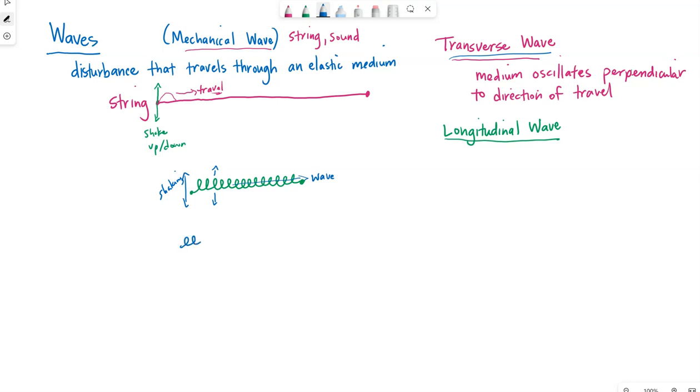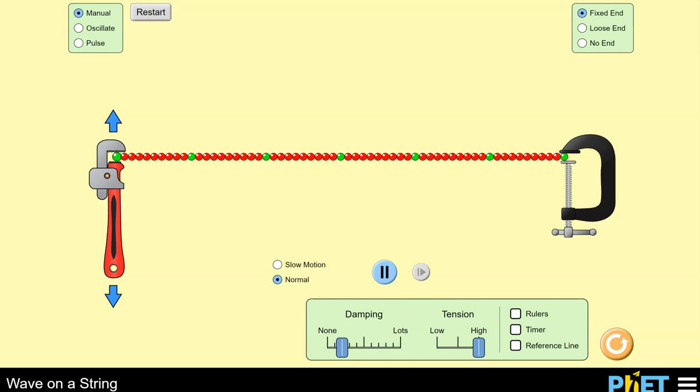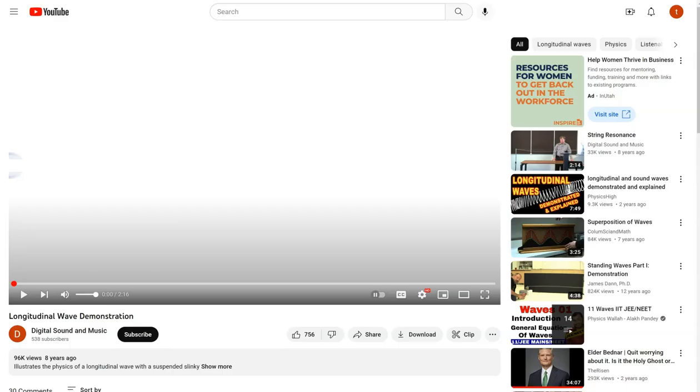But the beauty of a slinky, in terms of demonstrating waves, is that I could also take this end of the slinky and push and pull on it. As I do that, any one little ring is going to start moving back and forth while the wave travels the length of the slinky. A longitudinal wave, that's what this would represent. The medium oscillates parallel to the direction of travel. To represent that, I have a little video. It's pretty short. I'm going to just show that. Let's find it here. My longitudinal wave.